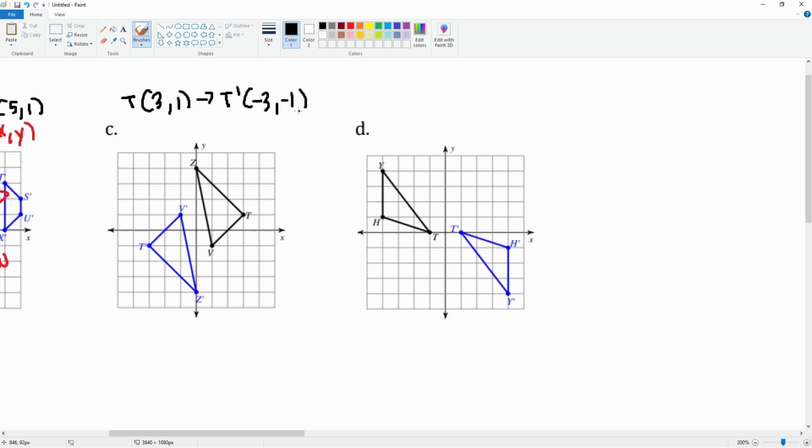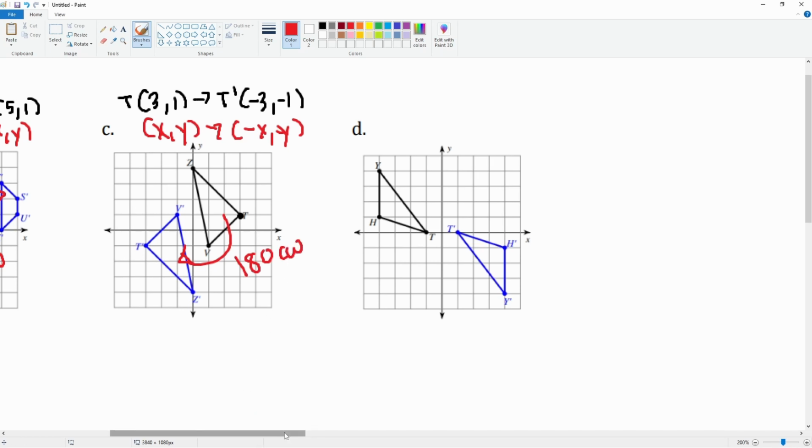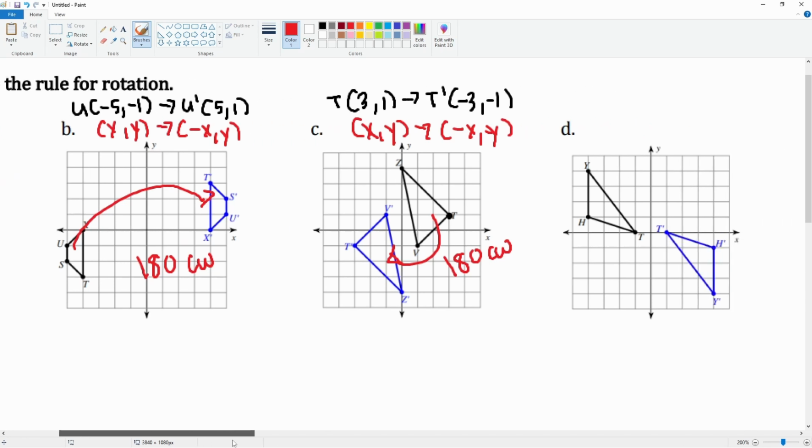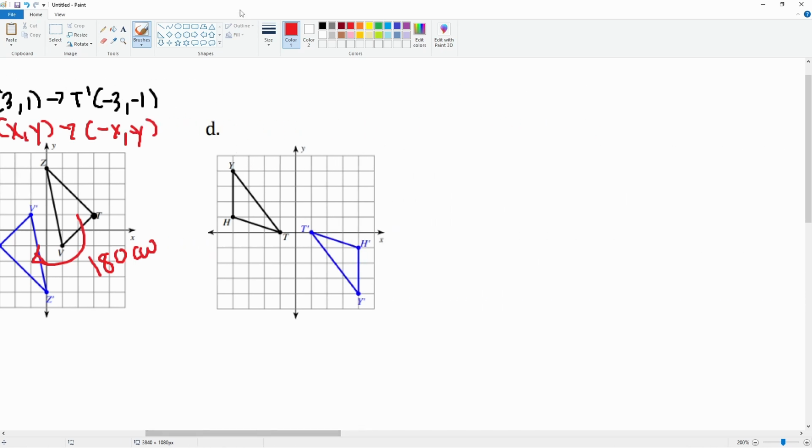Right? Let's see. Hold on, let me double check. (3, 1) became (-3, -1). Oh wow, so here the x and the y also just change. (x, y) will arrow (-x, -y), right? So that is a 180 clockwise or 180 counterclockwise rotation, right? Wow. B, C, I think also D is also that.